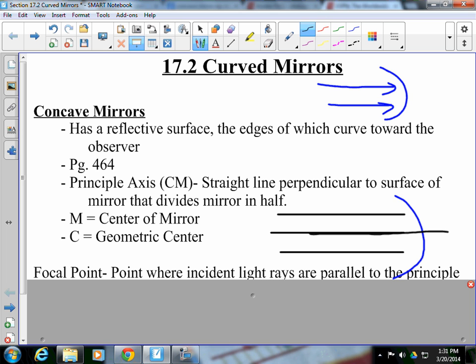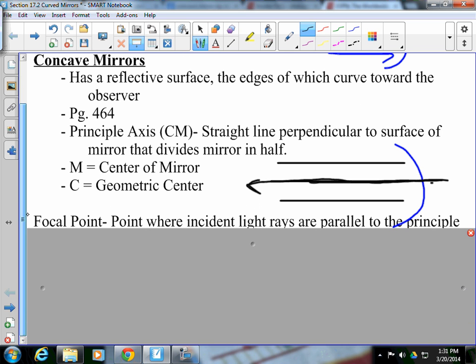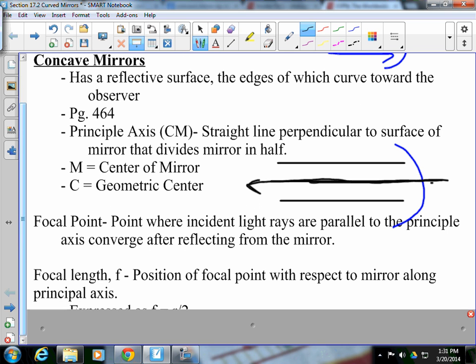Now at the very center of a curved mirror, it is flat. So all light that hits the exact center of the mirror is hitting a flat mirror, so all light will bounce exactly back. We have a couple other points to talk about, the center of the mirror, M, and the geometric center, C. Not going to worry too much about those, but we are going to focus on the principal axis. So the principal axis is the line that goes right through the mirror. Then, when we talk about curved mirrors, we're going to have two pieces of information: focal point and focal length.